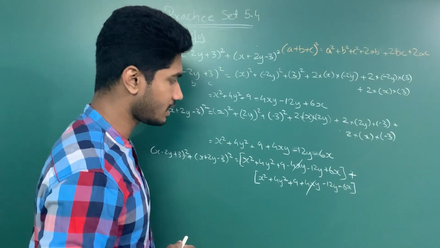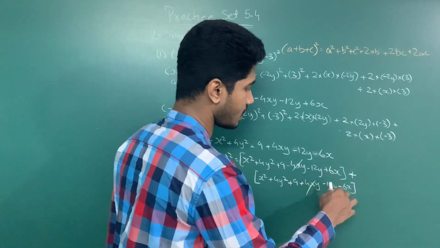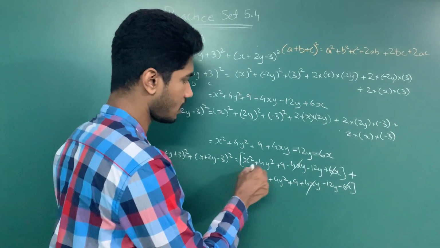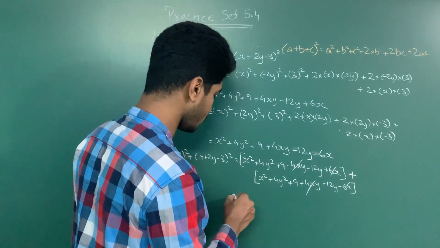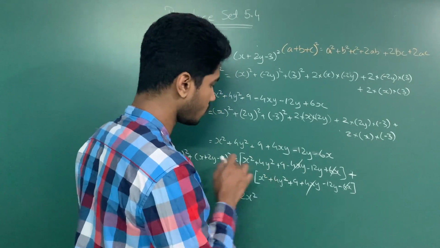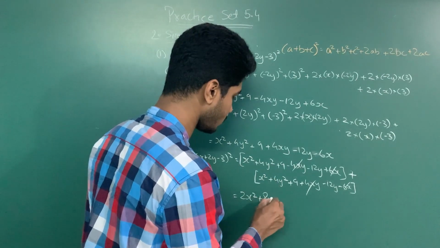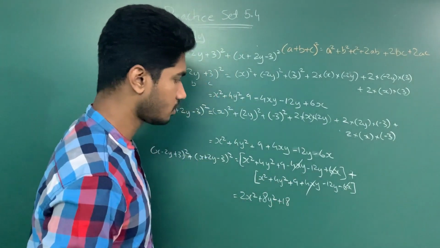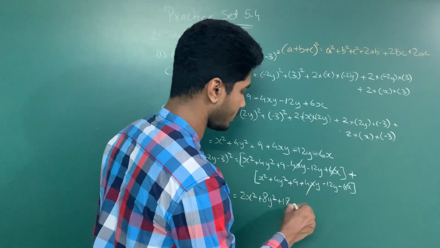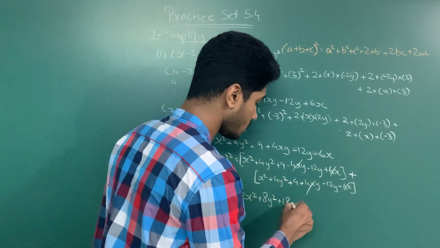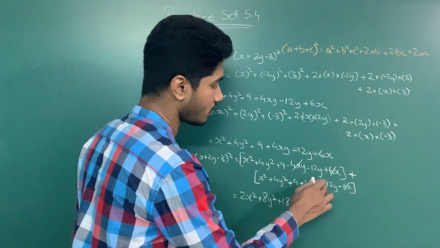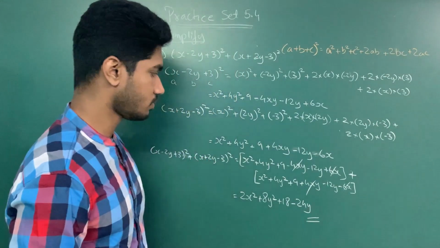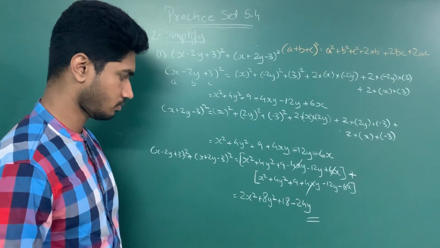And what else can be cancelled over here? 6x and minus 6x, because one has plus and the other has minus. And for other things, now it's an addition sign. x square plus x square will give you 2x square. 4y square plus 4y square will give you 8y square. 9 plus 9 will give you 18. Minus 12y and minus 12y gives minus, and the sign will be the bigger one. So 12 plus 12 will be 24y. And I think that's it. That becomes your final answer.